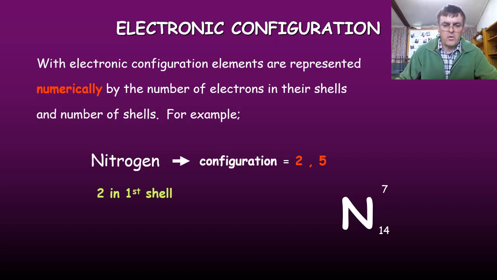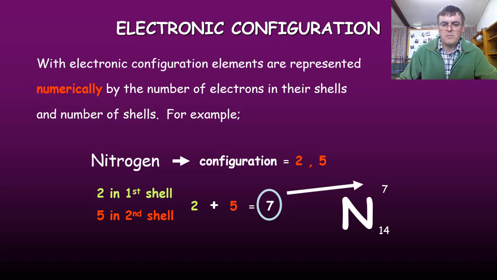We've got 2 in our first shell. That leaves 5 left over that spill over into the second shell. 2 plus 5 equals 7. 7 is the number of protons, therefore the number of electrons that it has. Okay, so that's where that 7 comes from, and that's how we get the 2 and the 5. 2 go into the first shell, it's filled up. What's left over spills over into the next shell.